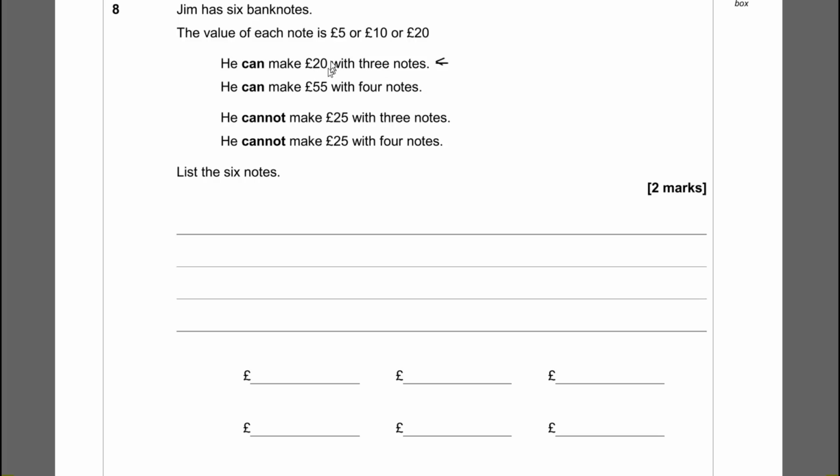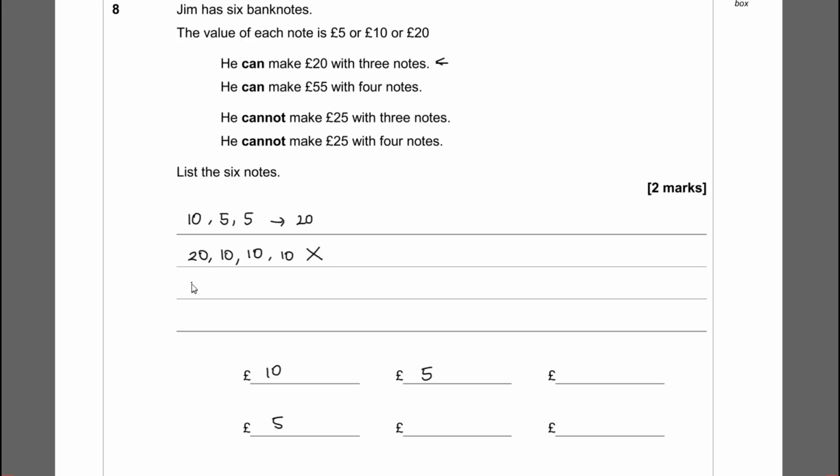He can make £20 with 3 notes. So he can make the combination of £10, £5, and £5. Then it makes £20. Okay, so we confirm that he has £10, £5, and £5 notes. Now he can make 55 with 4 notes. Let's take a larger note, 20, and then 10, it makes 30. Add 10 again, it makes 40. If you add 10 again, it's only 50. So we can't use this one.